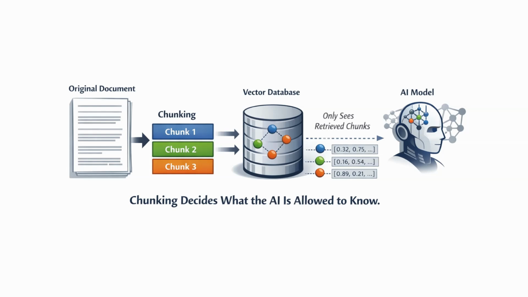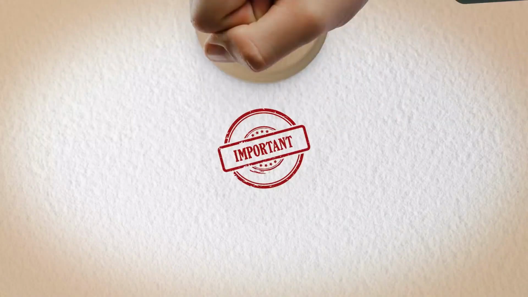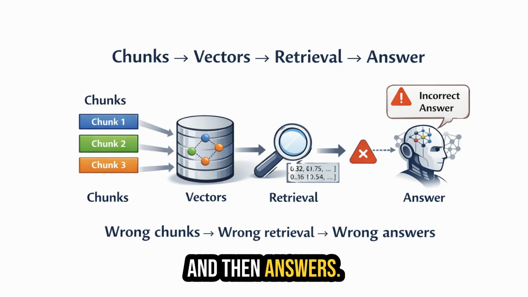Let's start simple. Chunking means breaking large documents into smaller, meaningful pieces before storing them in a vector database. These chunks are what get converted into vectors. The model never sees the full document, it only sees the chunk that you retrieve. So, chunking decides what the AI is allowed to know. Here's the key chain to remember: chunks, vectors, retrieval, and then answers.